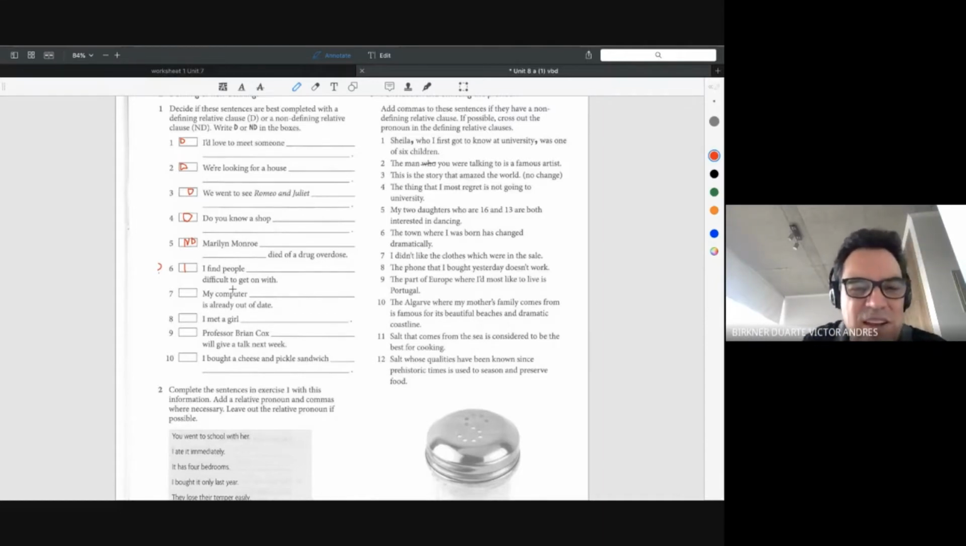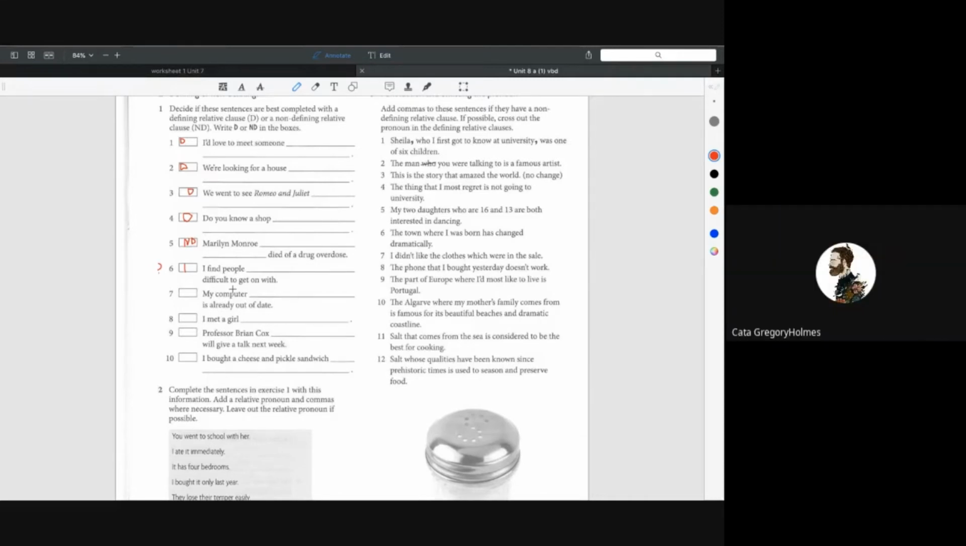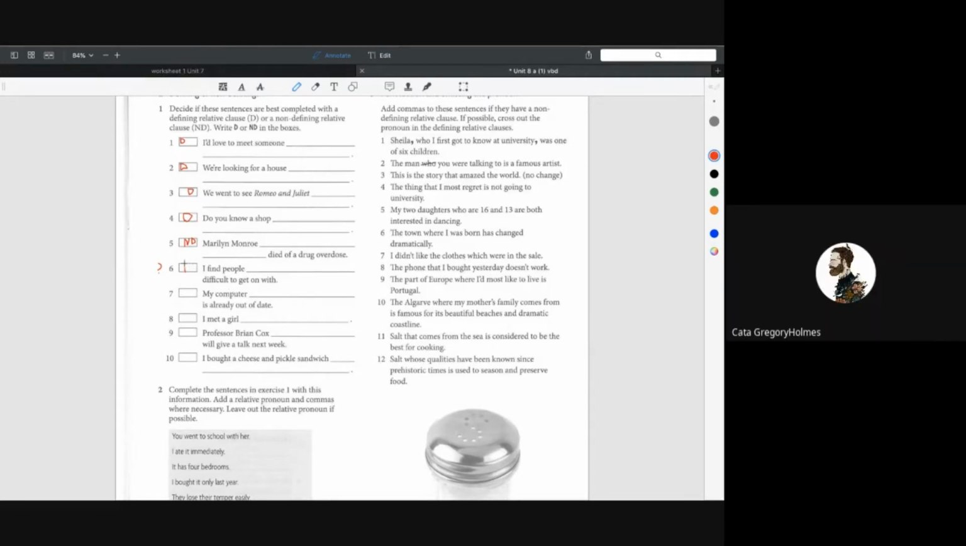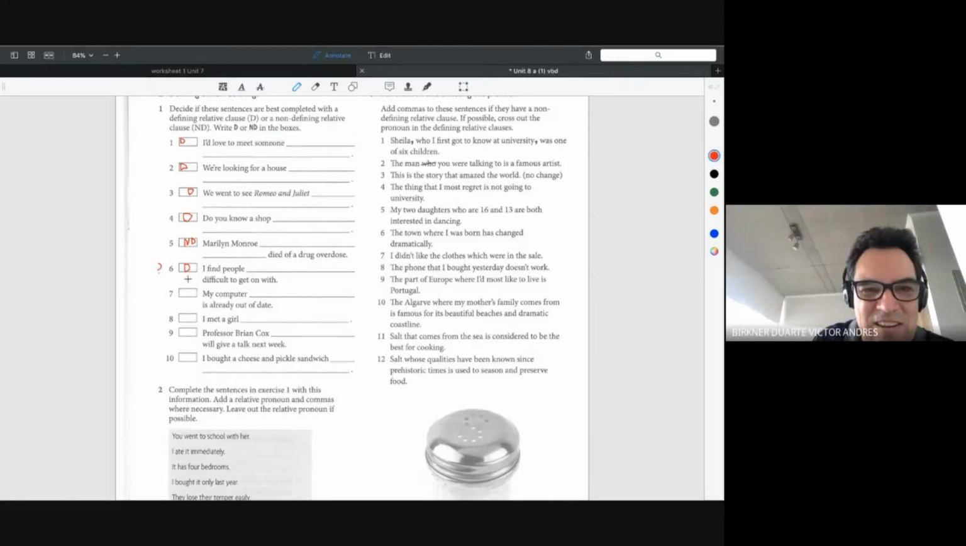What do you think, it is non-defining? Just because I thought that I could read the whole thing without the part of the sentence in between commas. But I think that it is right, because it makes you agree that it's defining then? Yeah. All right. So we're going to remove the question mark. All right.